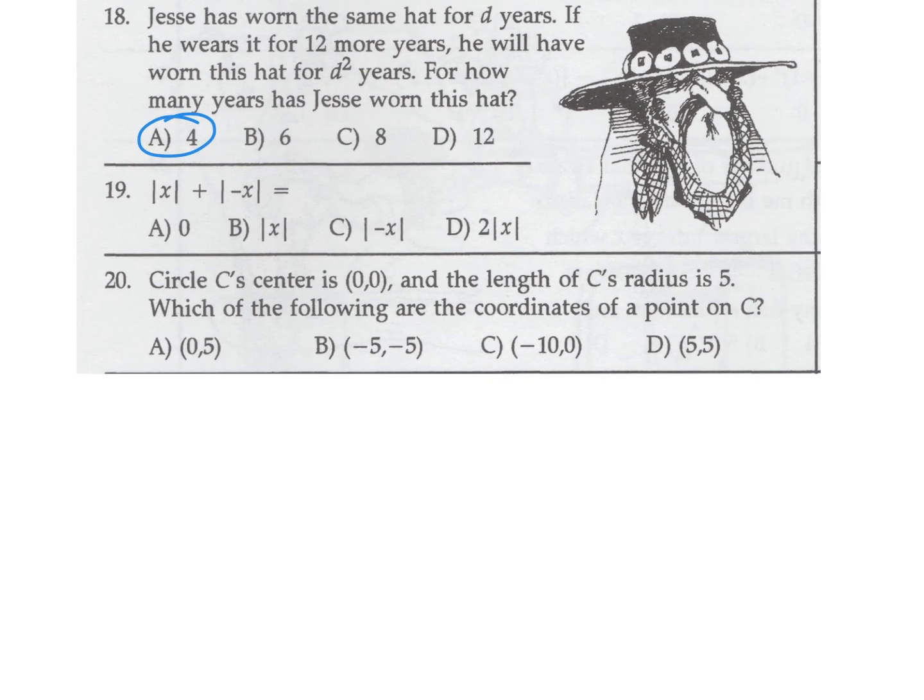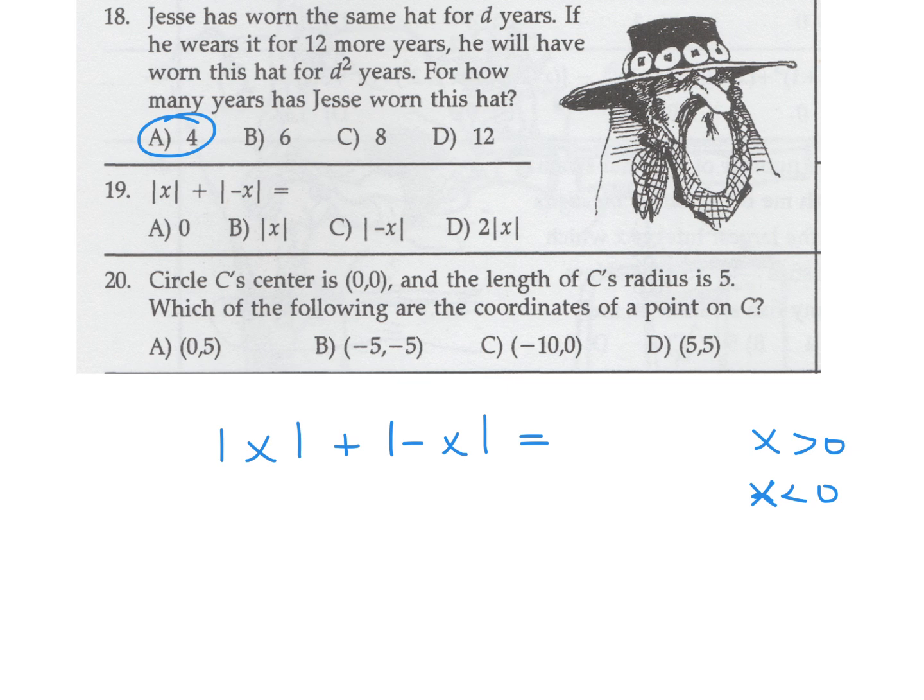All right, number 19. The absolute value of x plus the absolute value of minus x is equal to... Okay, well, that depends, right? It depends on whether x is greater than 0 or x is less than 0, correct?